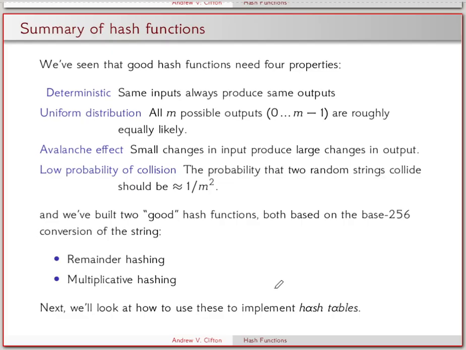Anyway, to sum it up, we said good hash functions need to be deterministic, have a uniform distribution, have an avalanche effect, and have a low probability of collision, and so far we've built two good hash functions, remainder hashing and multiplicative hashing. So if you want, you can now look at the video on assignment 5 and see what that looks like. Otherwise, we're going to move on next week to implementing hash tables.